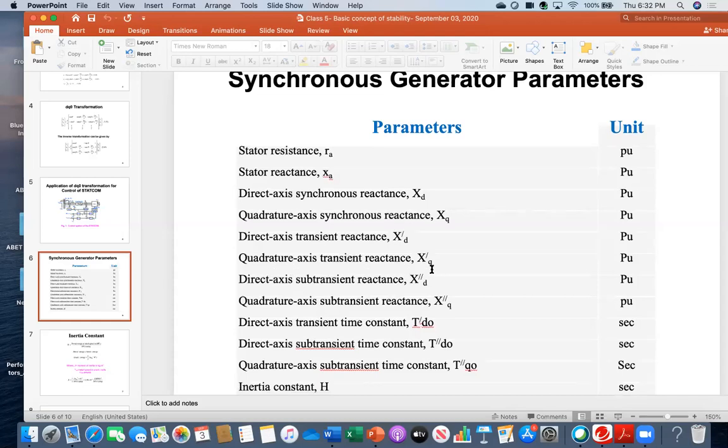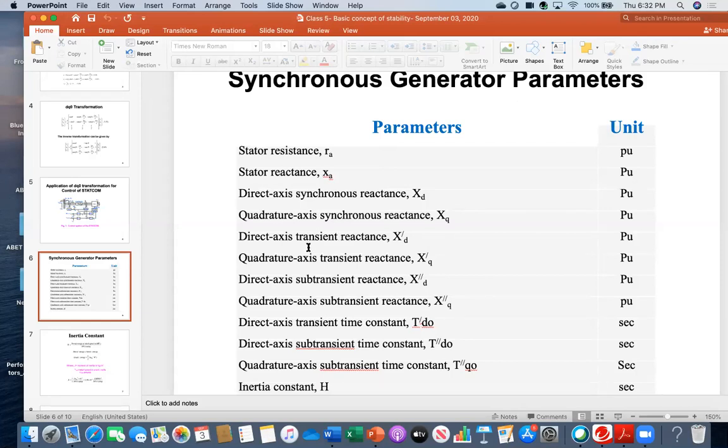Quadrature axis transient reactance, XQ prime. You don't need to memorize this. Manoj and everybody, when you are at home or in the lab, open the Simulink synchronous generator module and copy and paste it into a file. If you click that component, it will take you to the parameters, and you will see these symbols. This means that at least in Simulink or MATLAB, synchronous generator parameters are represented in this format.